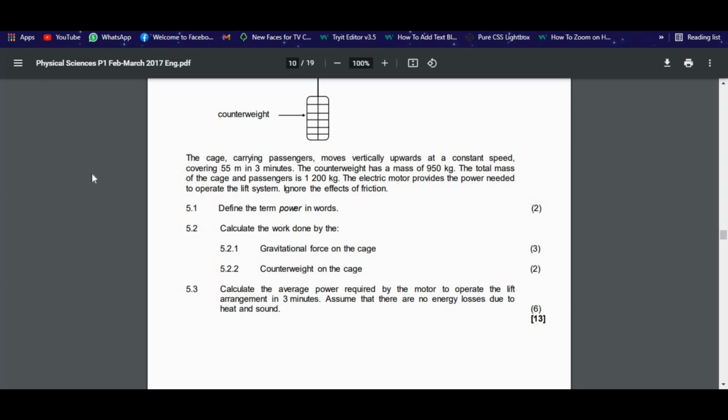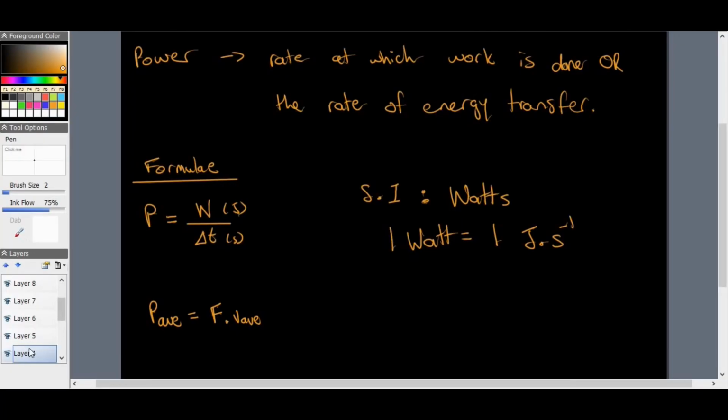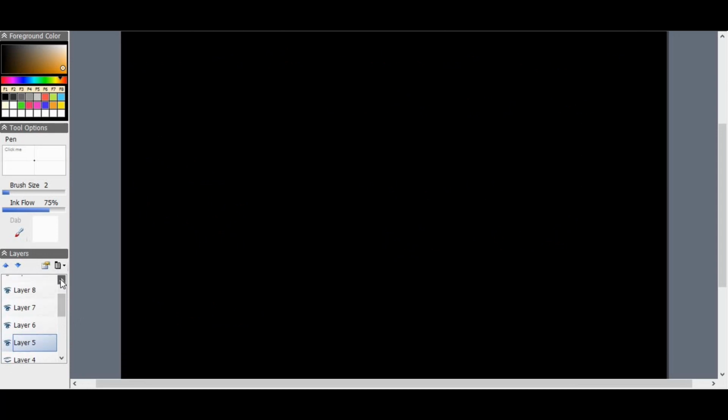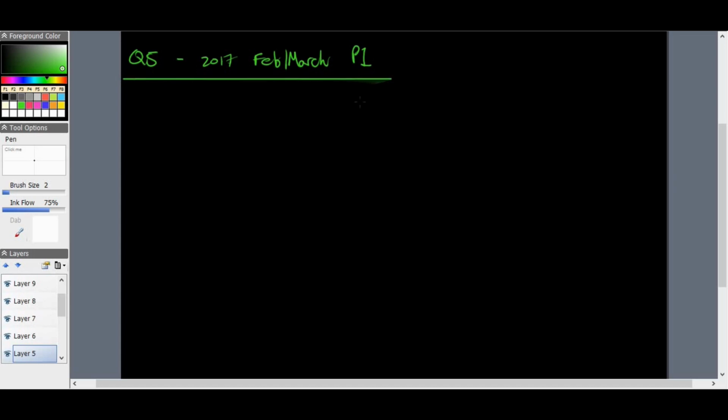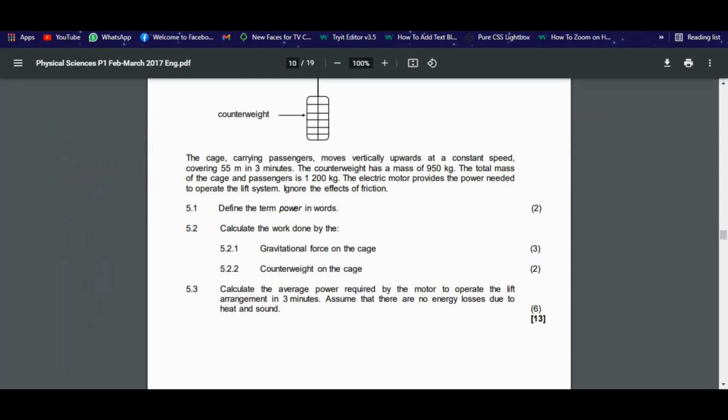Let's have a look at the solution there. It says calculate the work done by the gravitational force on the cage. Okay, well, let's go to the solutions here quickly. Cool, this is question 5, and this was of the 2017 Feb/March paper 1. I like to know exactly what we're doing. And so the first one was the work done.